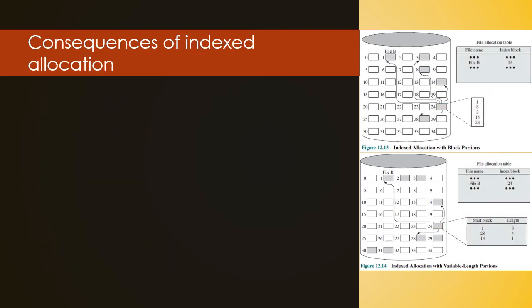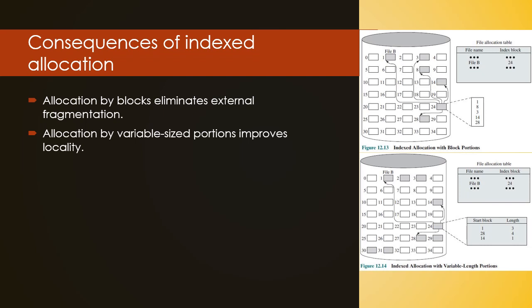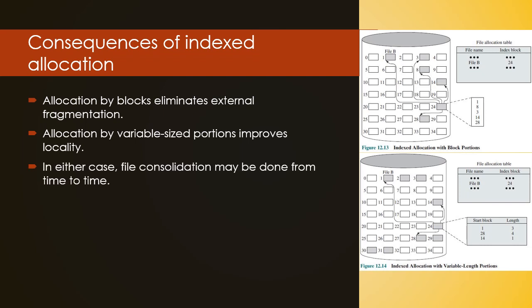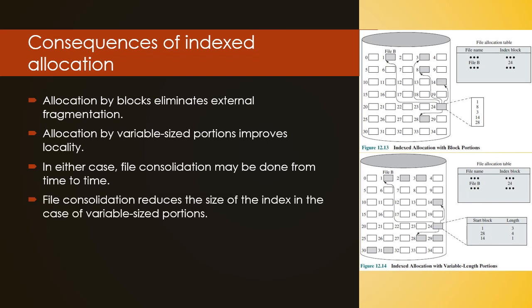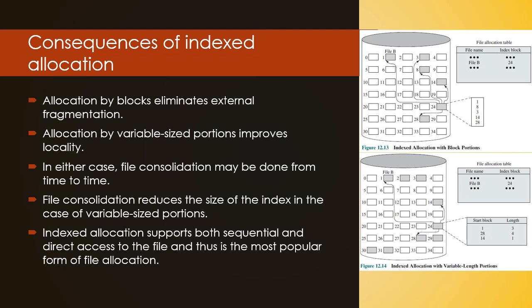Consequences of indexed allocation. Allocation by blocks eliminates external fragmentation. Allocation by variable sized portions improves locality. In either case, file consolidation may be done from time to time. File consolidation reduces the size of the index in the case of variable sized portions. Indexed allocation supports both sequential and direct access to the file, and thus is the most popular form of file allocation. Please bear in mind that file consolidation will obviously take time.